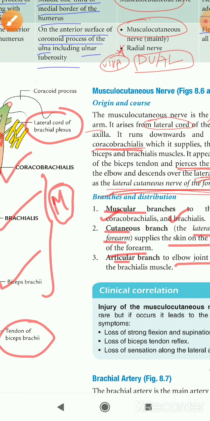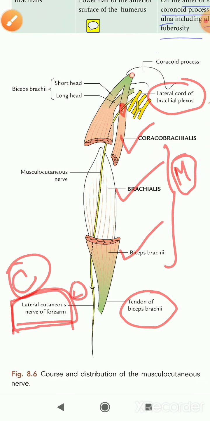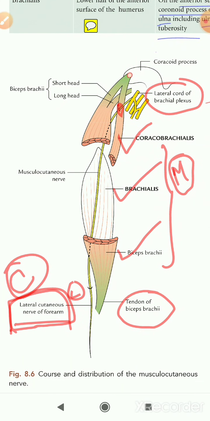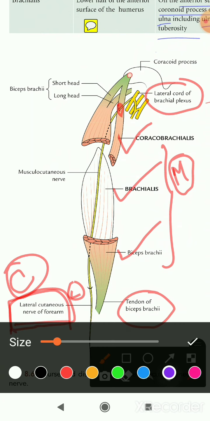Now let's see the picture. This is a very good picture of the course of the musculocutaneous nerve. You can see, look at that, it is originating from the lateral cord of the brachial plexus. Then it pierces the coracobrachialis muscle. This is the coracobrachialis muscle. The nerve pierces the coracobrachialis muscle, then it passes in between the biceps brachii and brachialis. This is the biceps brachii and this is the brachialis.